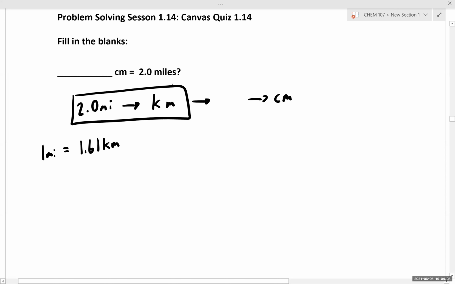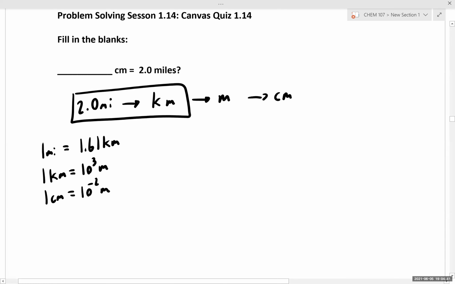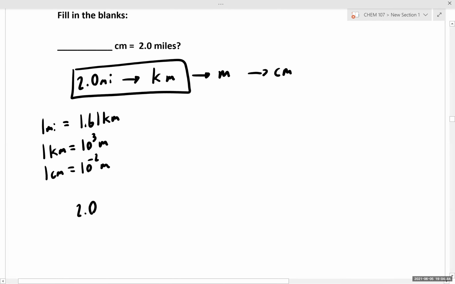But now that we're in the metric system, going from prefix units of kilometers to prefix units of centimeters is easy. We'll just go through the base units of meters. To fill in our conversion factors, we know 1 kilometer, kilo, corresponds to 10 to the third meter. Similarly, 1 centimeter, the centi prefix, corresponds to 10 to the negative second meter. So with this all in mind, let's now execute on this unit conversion.